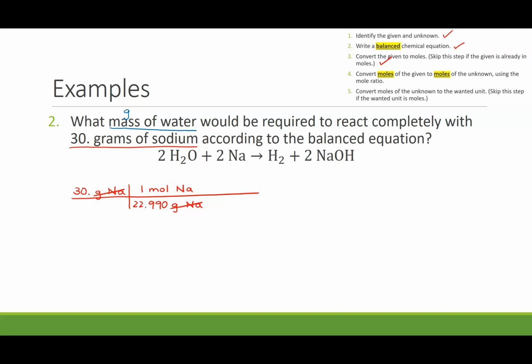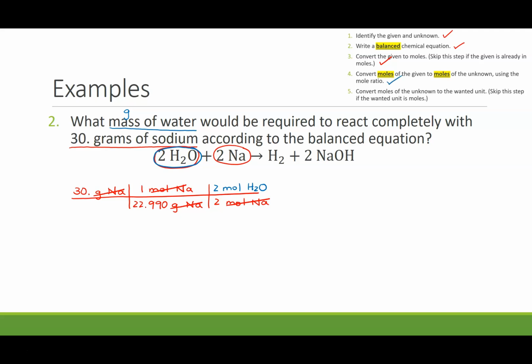Step 4, convert the moles of the given to the moles of the unknown using the mole ratio. So the mole ratio again comes from the balanced equation. They're the coefficients. So 2 moles of Na, we'll put that on the bottom because that is what we want to cancel out. And we are looking for water. So 2 moles of water, H2O, on the top. Okay, so step 4 is finished.